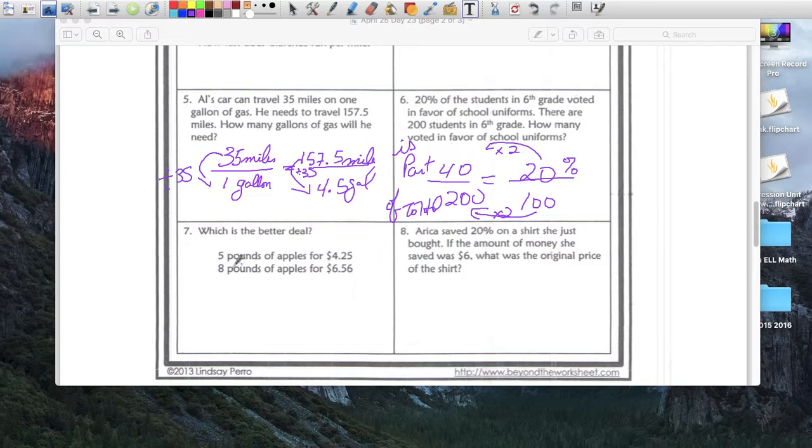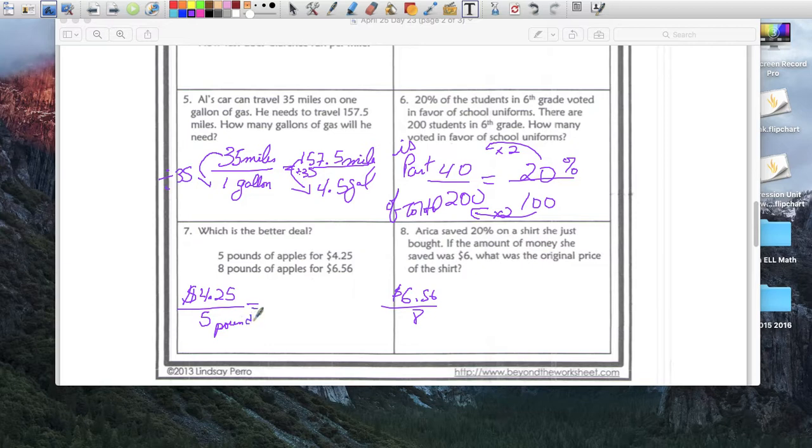Which is the better deal? So here is a question where you find a unit rate. So I'm going to put that money goes on top, okay? This makes life easier. 4.25 and you get 5 pounds. And over here I'm going to use 6.56 and you get 8 pounds. We're going to change both of these to 1 unit, okay? So that's 4.25 for 5 pounds of apples.